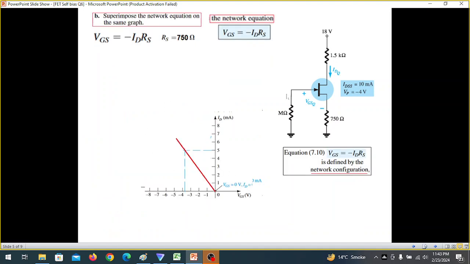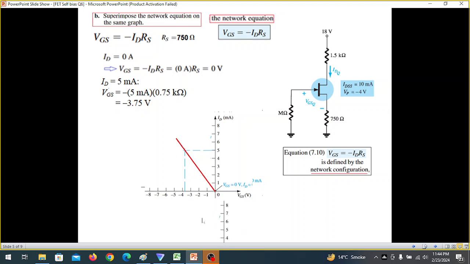And then we'll plot the network characteristics curve, which is like this, which can be plotted from here. Again here also we put a couple of values. For example, when ID is 0, then VGS will be 0, so we are here. Then when ID is 5 milliampere, then from here we can calculate it to be minus 3.75, so minus 3.75. So we mark a point here, and then we can connect this with the origin. This line is our network plot.